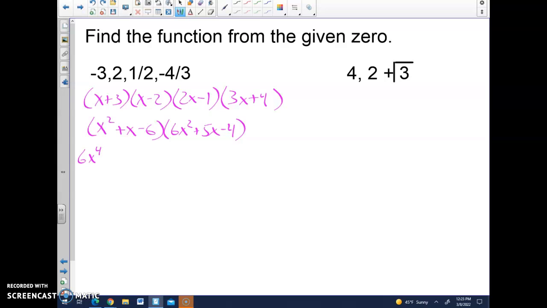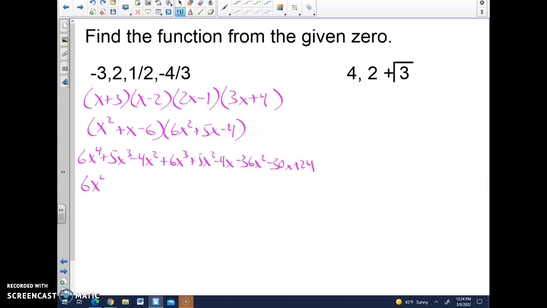So 6x to the fourth plus 5x cubed minus 4x squared. Rewrite that a little neater. 5x cubed minus 4x squared. Then we go through the x. Plus 6x cubed plus 5x squared minus 4x. Then we distribute the negative 6 through. Negative 36x squared, negative 30x plus 24.